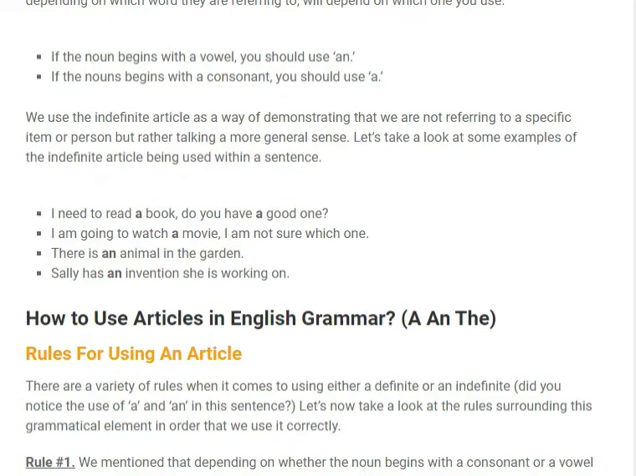So I need to read a book. Do you have a good one? I'm going to watch a movie. I'm not sure which one. There is an animal in the garden. Sally has an invention she's working on.